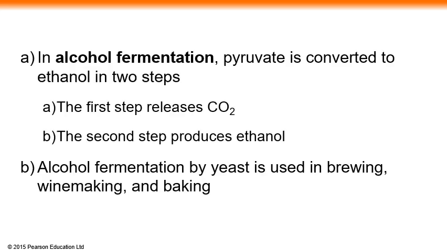In alcohol fermentation, pyruvic acid is converted to ethanol, ethyl alcohol, in two steps. The first step releases CO2, carbon dioxide, and the second step produces ethanol, ethyl alcohol. Alcohol fermentation by yeast is used in brewing, winemaking, and baking.